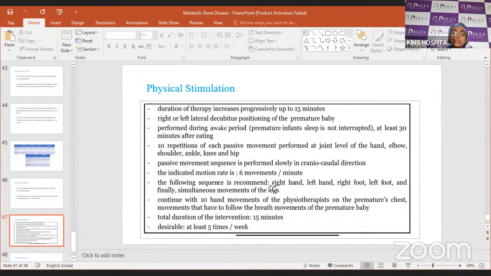The following sequence is recommended. First, we'll do the right hand, then the left hand, then right foot, left foot, and finally simultaneous movement of the two legs. And the total duration of intervention will be 15 minutes, and at least 5 times per week we should do.